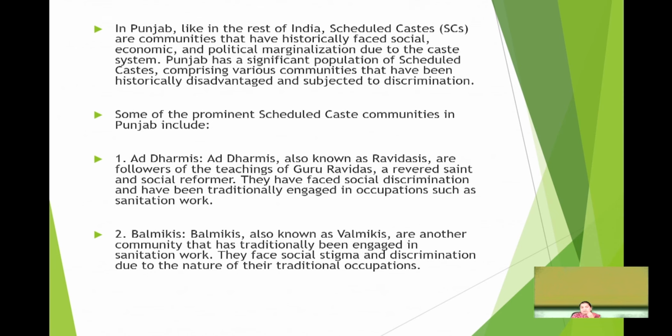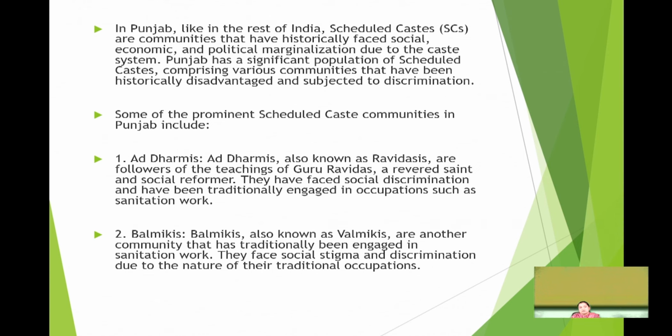In Punjab, like the rest of India, scheduled castes are communities that have historically faced social, economic and political marginalization due to the caste system. Punjab has a significant population of scheduled castes comprising various communities that have been historically disadvantaged and subjected to discrimination. Some of the prominent scheduled caste communities in Punjab are Adharmis.